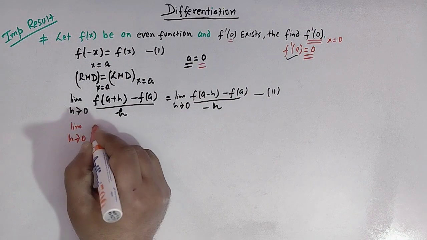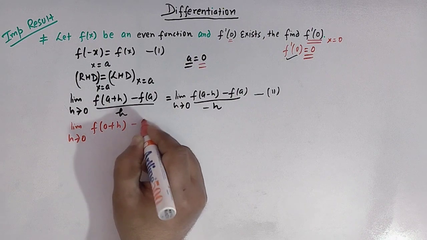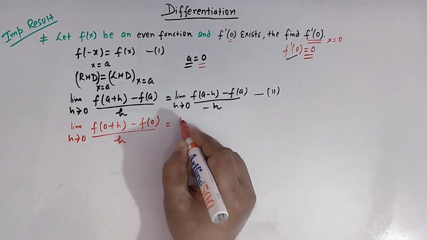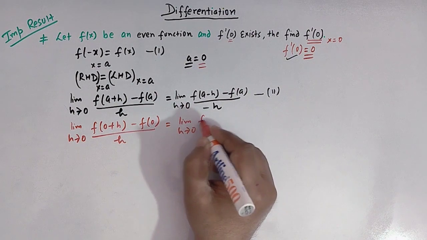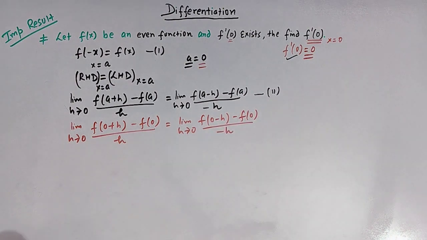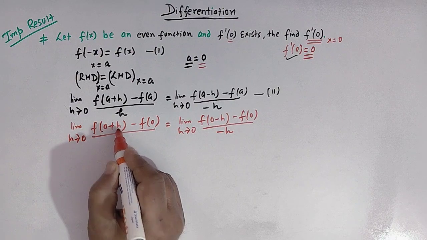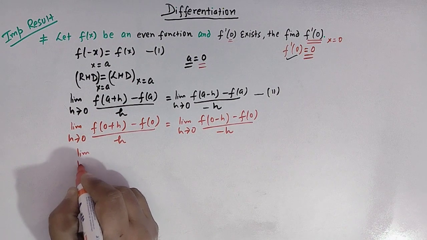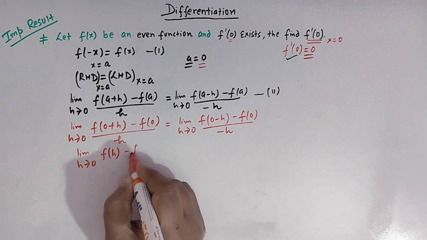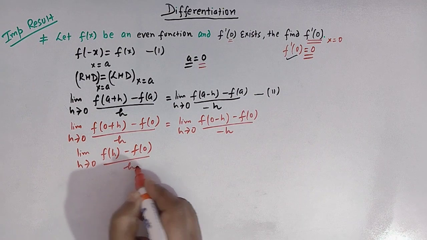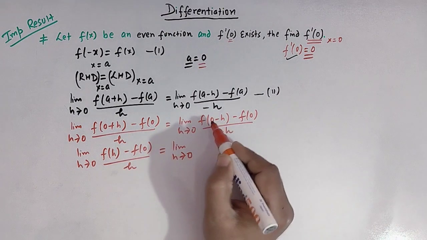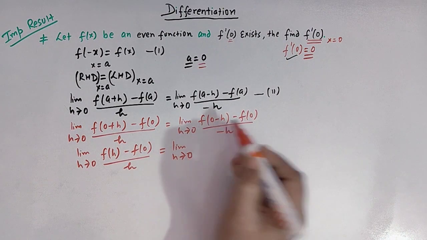So when we take a is equal to 0 in equation number 2, then we'll get limit h tends to 0, f of 0 plus h minus f of 0 divided by h. And here we have limit h tends to 0, f of 0 minus h minus f of 0 divided by minus h, right? Now 0 plus h is h, so we have limit h tends to 0, f of h minus f of 0 divided by h, and here we have limit h tends to 0, right?